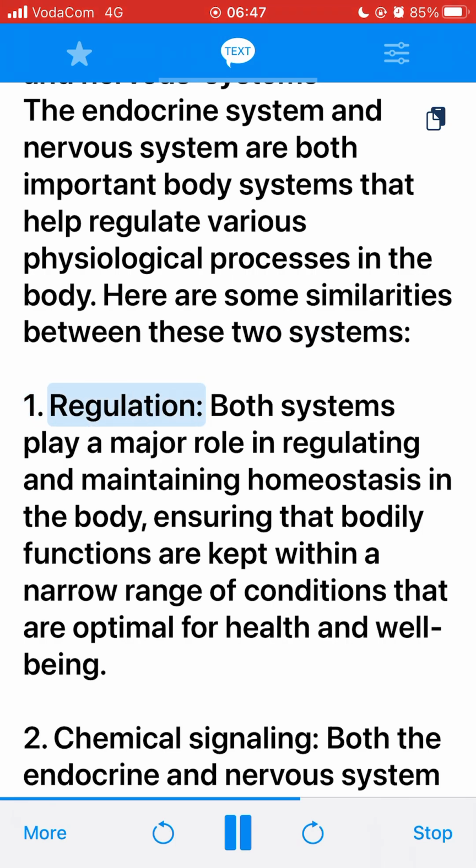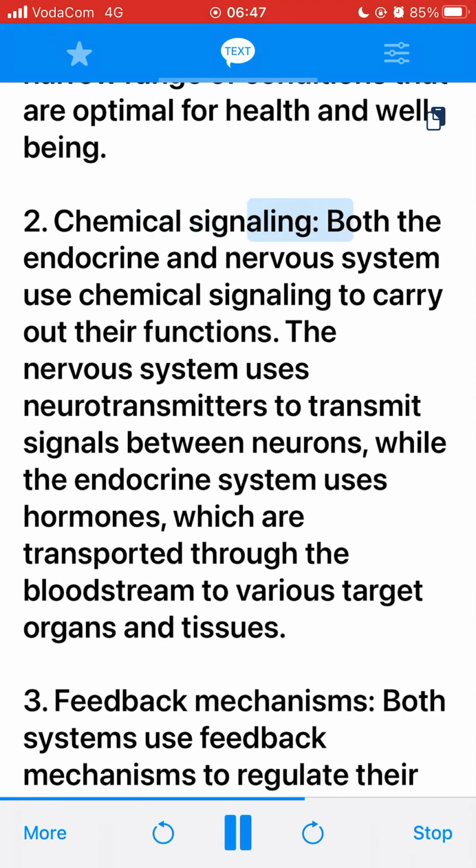1. Regulation. Both systems play a major role in regulating and maintaining homeostasis in the body, ensuring that bodily functions are kept within a narrow range of conditions that are optimal for health and well-being. 2. Chemical signaling. Both the endocrine and nervous system use chemical signaling to carry out their functions. The nervous system uses neurotransmitters to transmit signals between neurons, while the endocrine system uses hormones, which are transported through the bloodstream to various target organs and tissues.